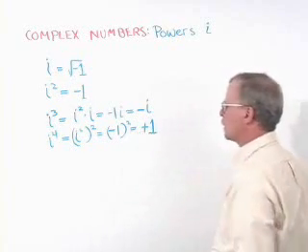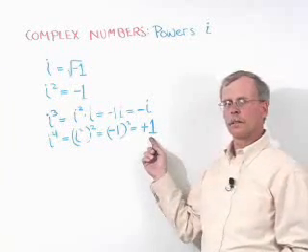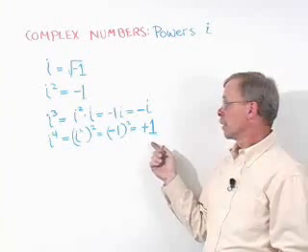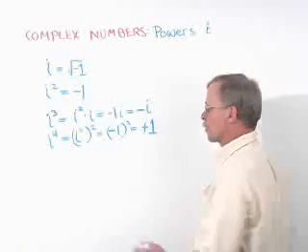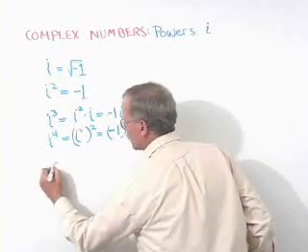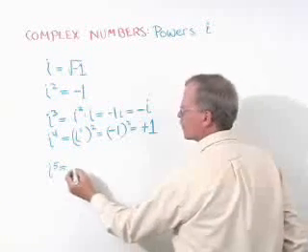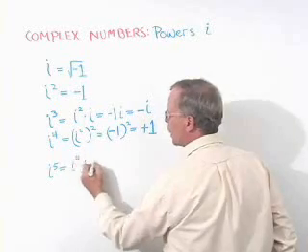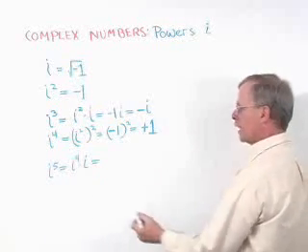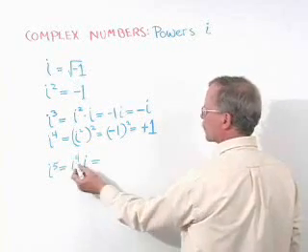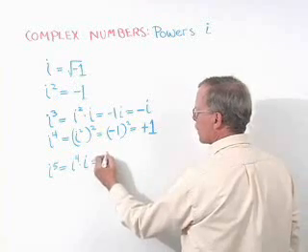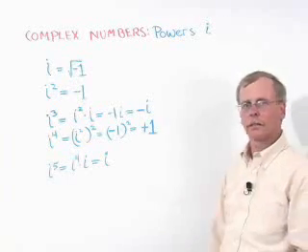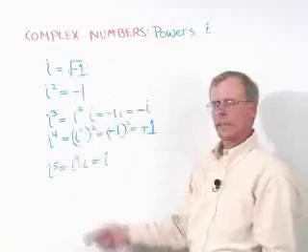Now the fact that i to the 4th is 1 is very significant, because the next time we go to another power, i to the 5th, all we have to do is say that this is i to the 4th times i, and i to the 4th times i is just 1 times i, so i to the 5th is the same as i. We're going to start all over again.